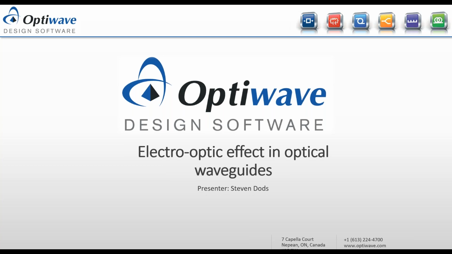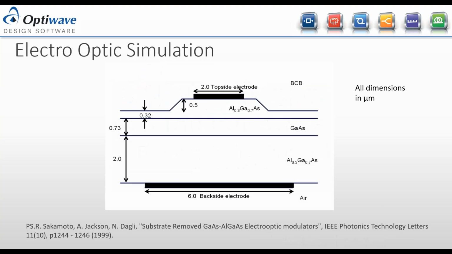Hello and welcome to the OptiBPM seminar. OptiBPM is a software that calculates the propagation of light on optical waveguides. And today we're going to look at a specific application of that propagation. We're going to look at the propagation of light on optical waveguides that have been modified by an electric field, the so-called electro-optic effect.